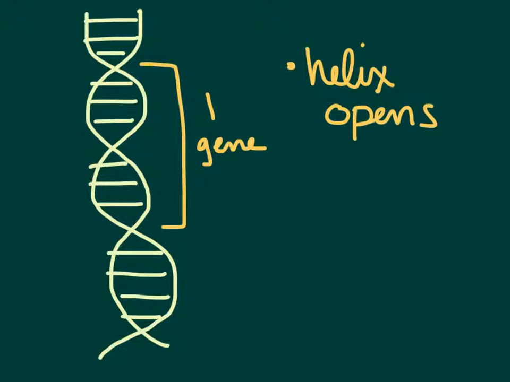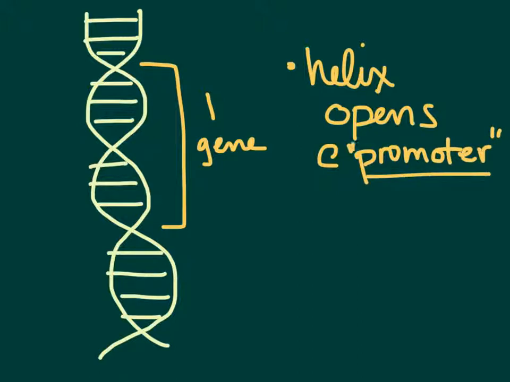And after the helix opens, only one side of that gene gets read. We call it the template. So the helix opens at a region we call the promoter. Every gene has a promoter that's not part of the gene itself. It's a section of nucleotides that occur just before.